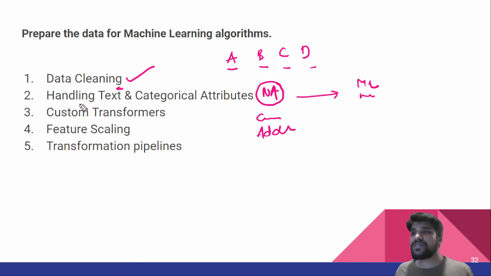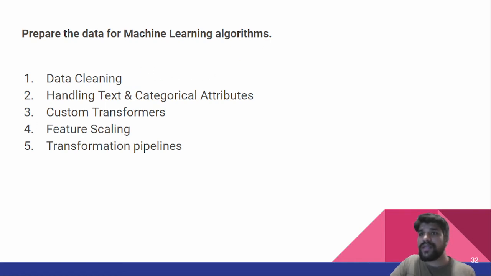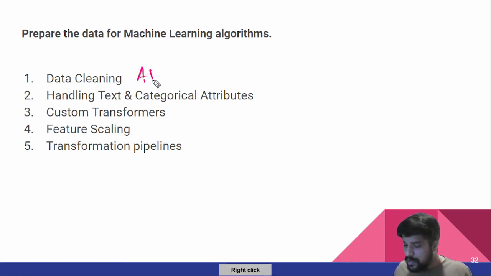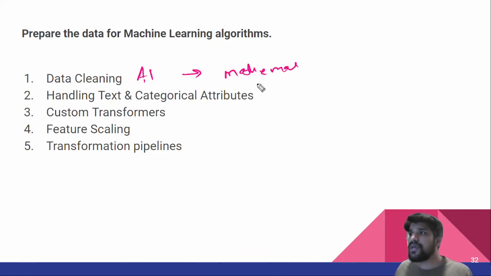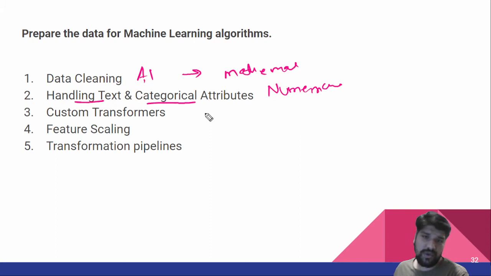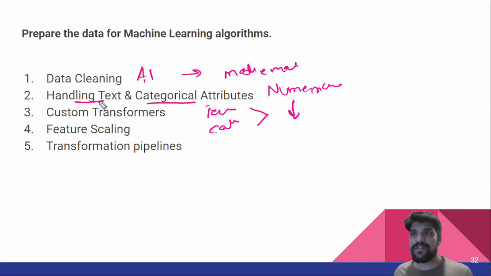Understand? Second is the handling the text and the categorical attributes. So what does mean by that? It means that, see, algorithm is something called as a mathematical computation and mathematical computation is not performed on the categorical attributes. It always perform on the numerical data. So it is very important, if your data set contains any text or any categorical information, you must convert into the numerical data. Now how to convert this in numerical data, we'll see in upcoming lecture. That is point number 2.